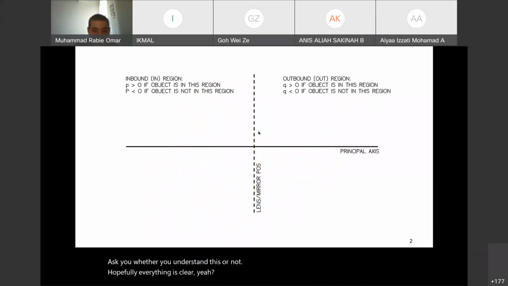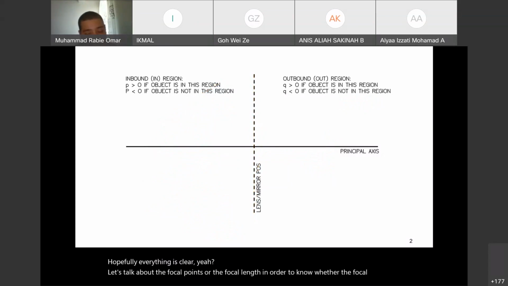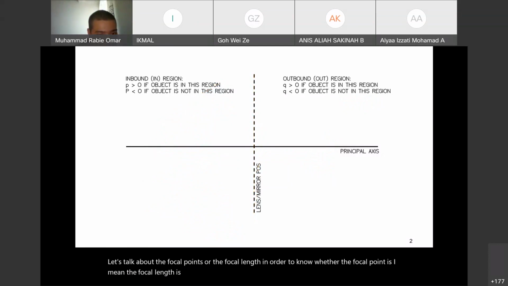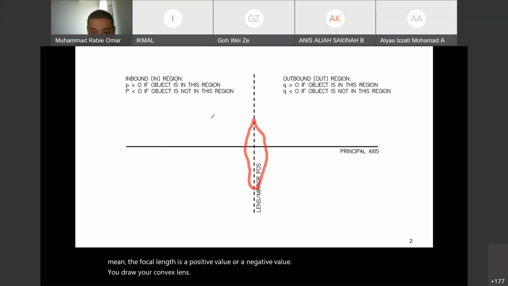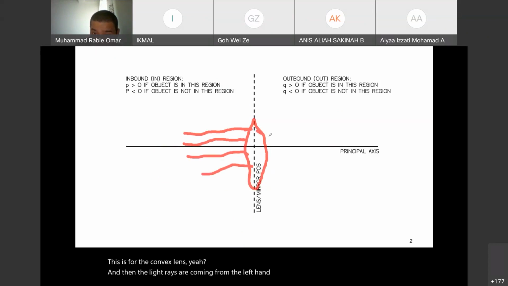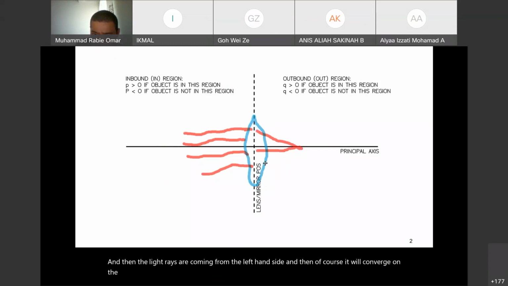Now, let's talk about the focal point or the focal length. In order to know whether the focal length is a positive value or a negative value, again, you draw your convex lens. This is for the convex lens, yeah? And then the light rays are coming from the left-hand side. And then, of course, it will converge on the right-hand side. Am I right? This is very intuitive.